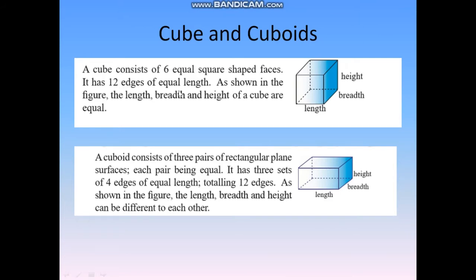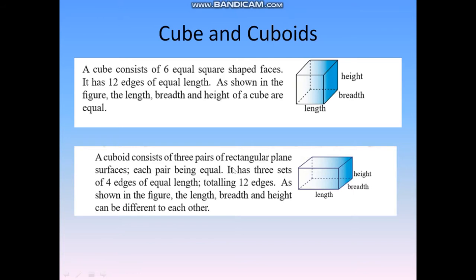There are 12 edges. Just check: 1, 2, 3, 4, 5, 6, 7, 8, 9, 10, 11, 12. Yes, there are 12 edges. And the length, breadth and height of a cube are equal.